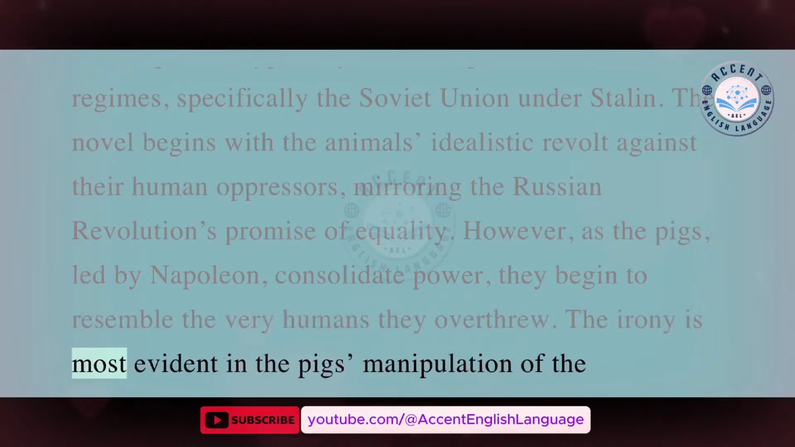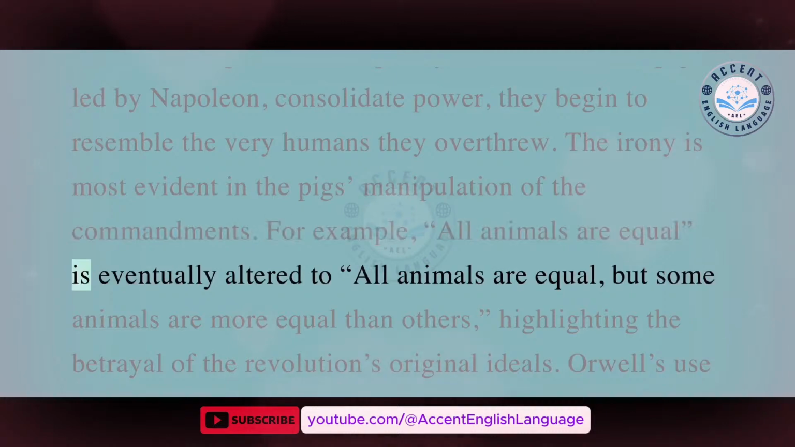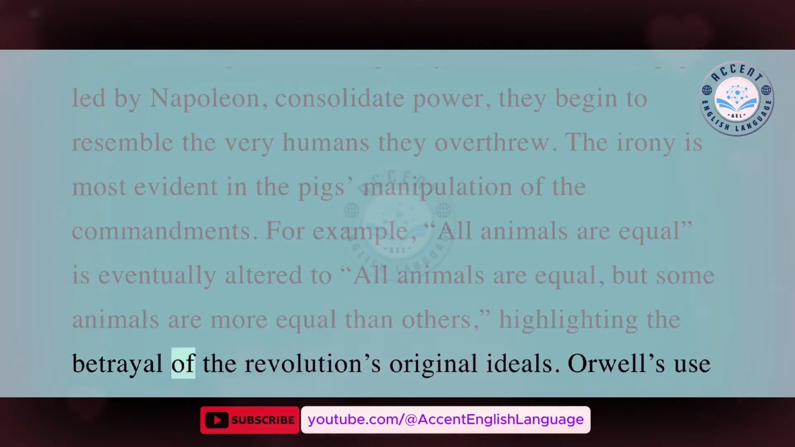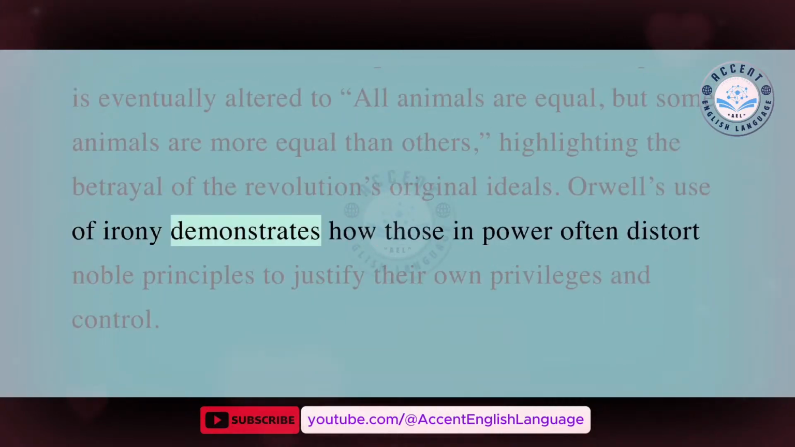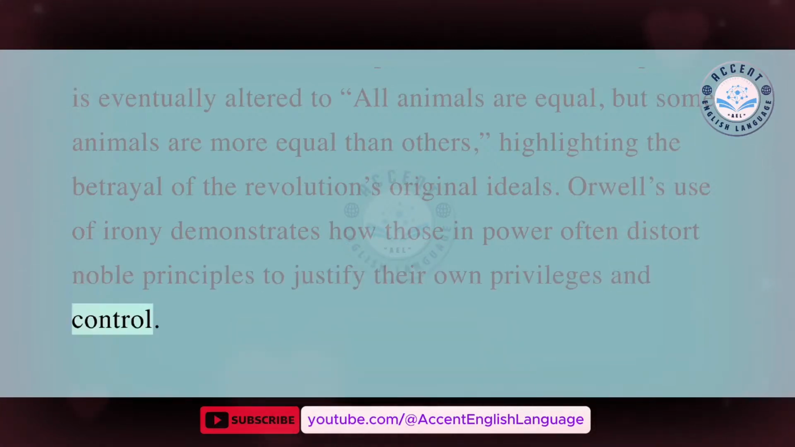The irony is most evident in the pigs' manipulation of the commandments. For example, "all animals are equal" is eventually altered to "all animals are equal, but some animals are more equal than others," highlighting the betrayal of the revolution's original ideals. Orwell's use of irony demonstrates how those in power often distort noble principles to justify their own privileges and control.